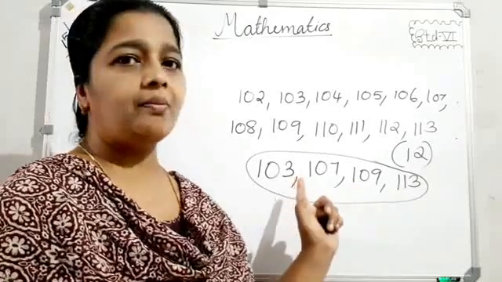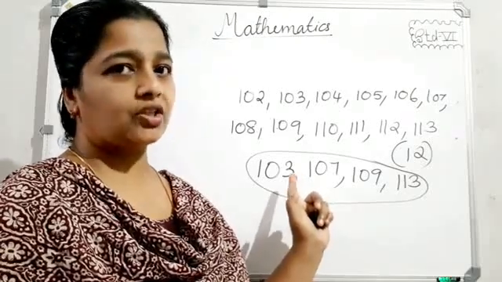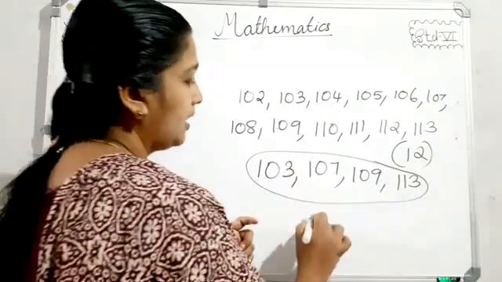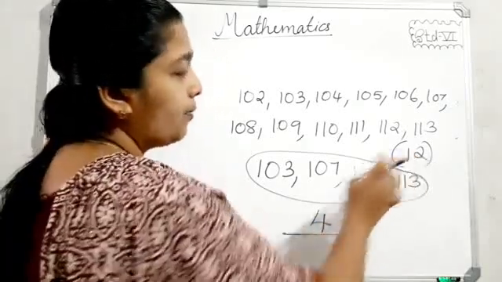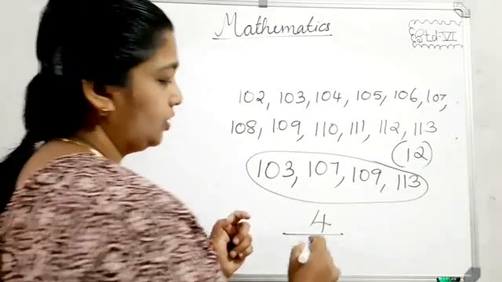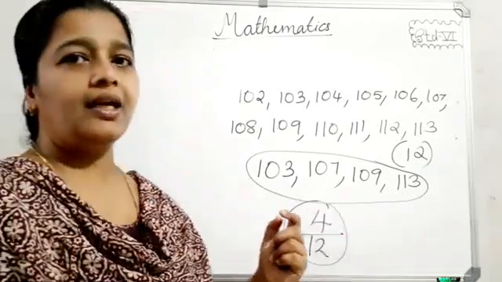So how many prime numbers are here? 4. Understand? So the required fraction is the prime numbers, that is 4, divided by the total number of natural numbers, which is 12. So 4 by 12. Clear?